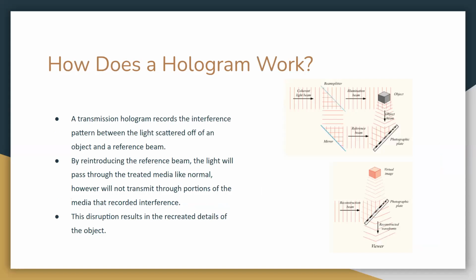How does a hologram work? Well, we chose to use the setup for a transmission hologram, and how this works is a coherent light beam is split. One beam hits an object, and this object beam will go and hit a photographic plate. The other beam goes straight to the photographic plate, and this other beam is called a reference beam. And at the photographic plate, these beams will interfere, and the light will pass through the treated media like normal, however, will not transmit portions of the media that recorded interference. So the light reflected from the object creates an interference pattern that recreates the details of the object. And this is how you get the virtual image here on the bottom right.